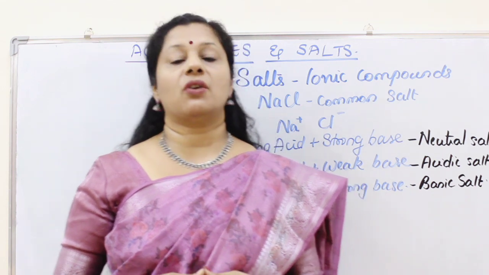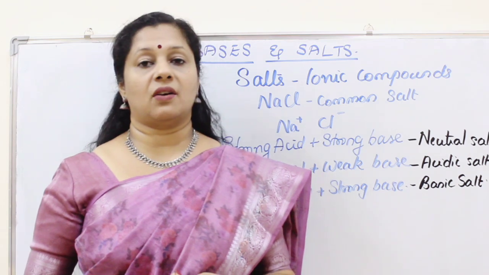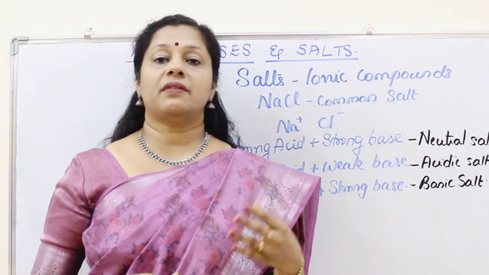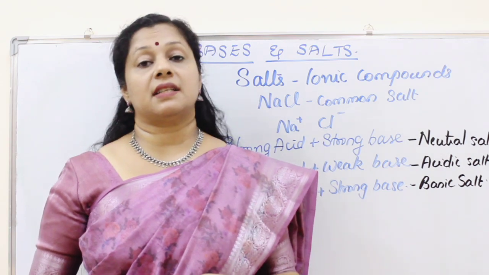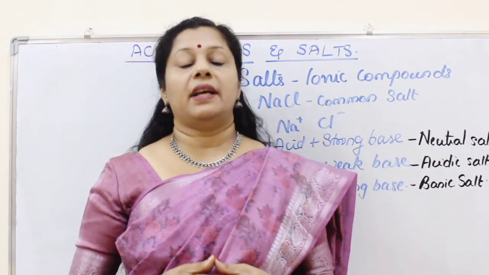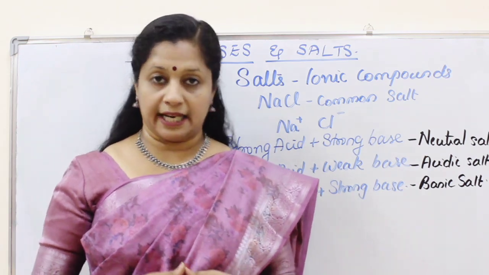Salts of hydrochloric acid are called chlorides. Salts of sulfuric acid are called sulfates. Salts of carbonic acid are called carbonates. Salts of nitric acid are called nitrates. In another way, if you say, there are different types of salts depending upon their nature.